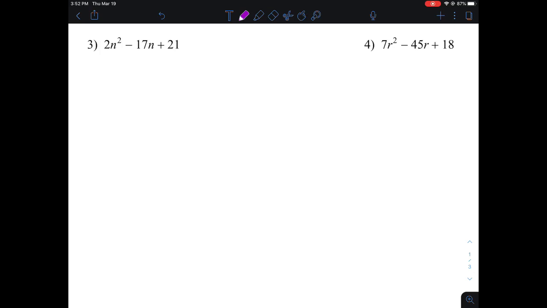So 3, I look and I say, all right, I don't have a leading coefficient of 1, so that means I have more work in store for me. The only numbers that multiply together are 1 times 2, which is fortunate for me because that means I know I'm going to have a 1n times a 2n to make 2n squared. Now I have to figure out how to make the 21 here on the end.